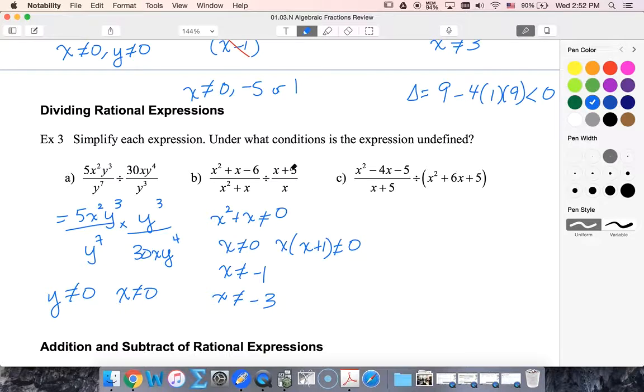I'll leave you to simplify the multiplications, and again, you can check your answers online.